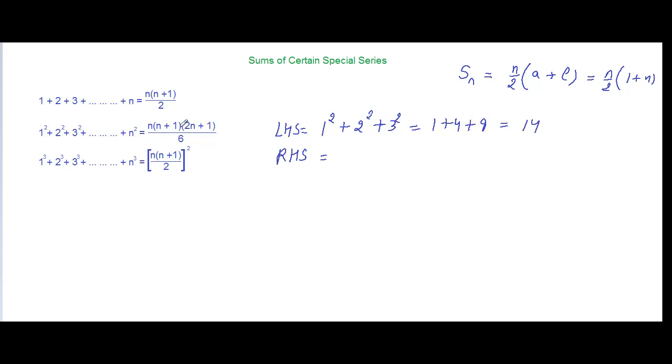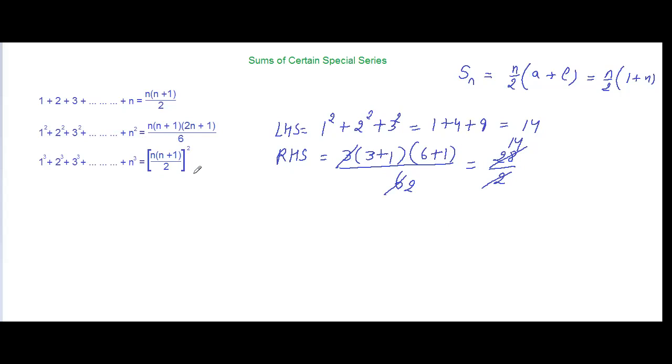So that way, 3 into 3 plus 1, multiplied by 2 times 3, that is 6, plus 1, divided by 6. Now 3 2s are 6. This is 4 into 7, 28, divided by 2, which is also 14. So in this way, this formula is true for all natural numbers n.